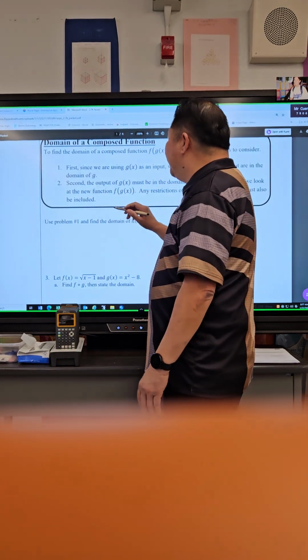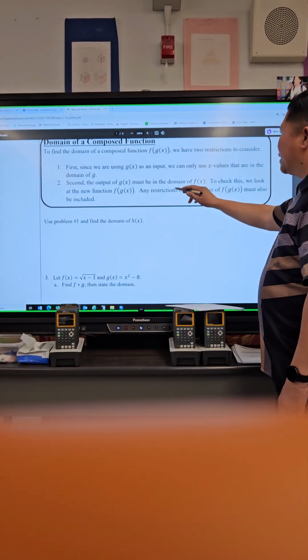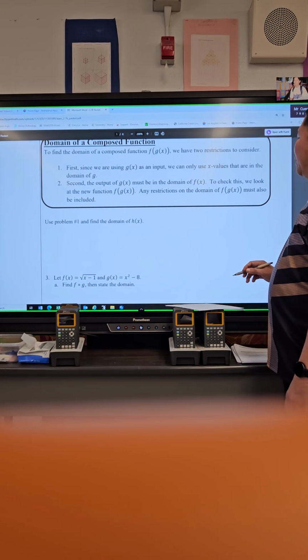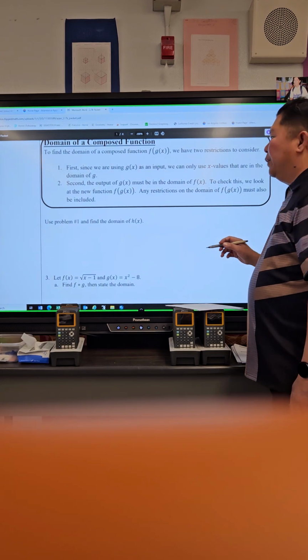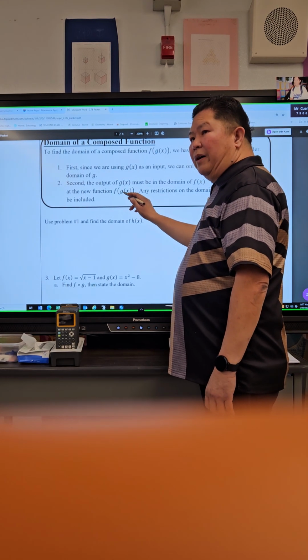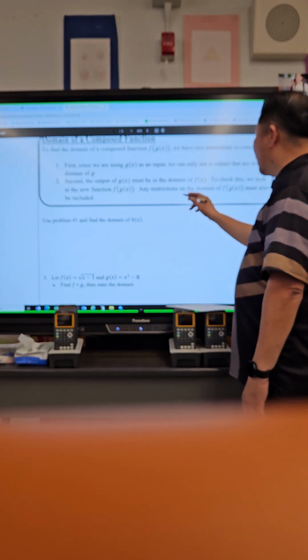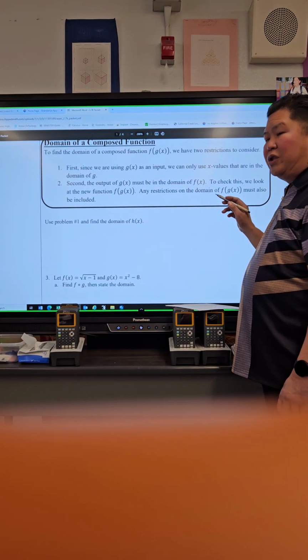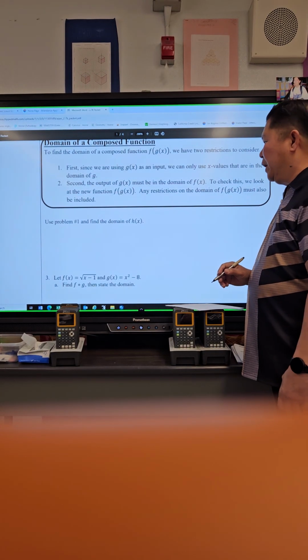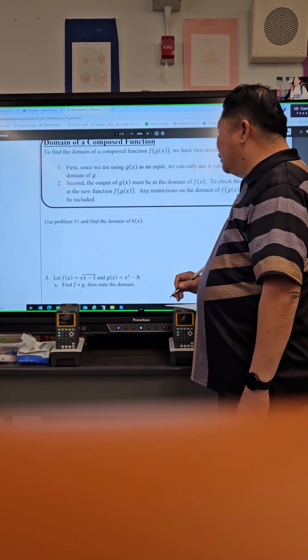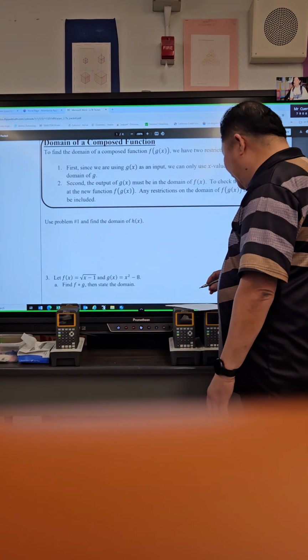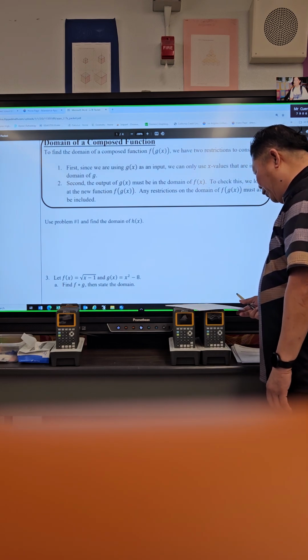Second, the output of g of x must be in the domain of f of x. To check this, we look at a new function f of g of x. Any restrictions on the domain of f of g of x must also be included. So use problem 1 to find the domain. Can you still remember what problem 1 is all about?